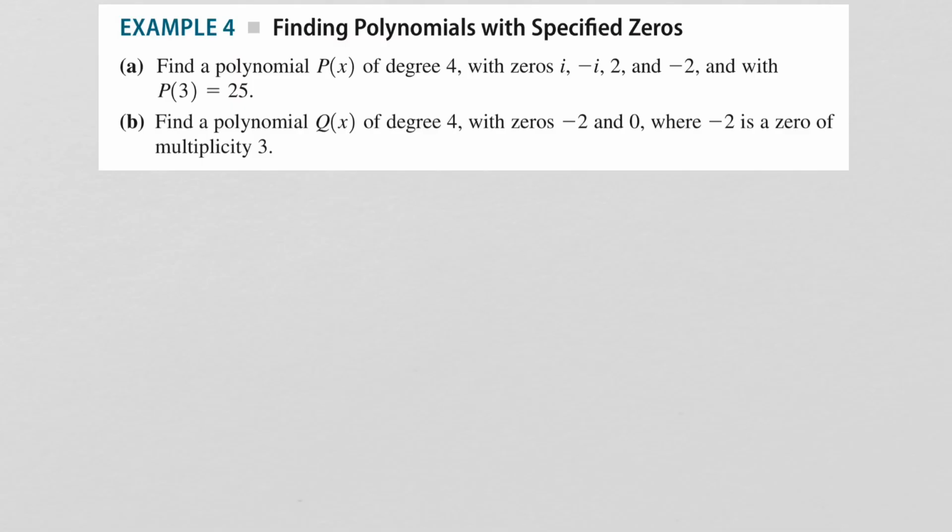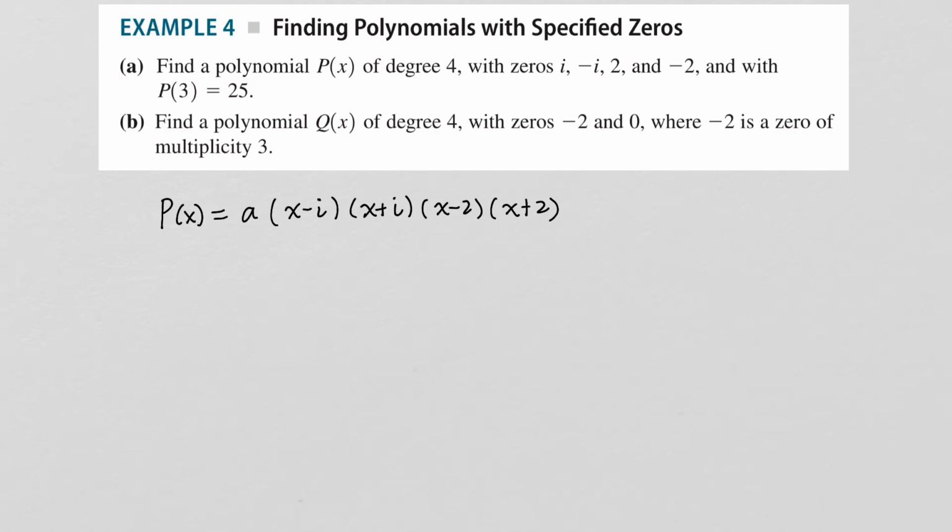In the next example, we're going to work backwards. Here we want to find the polynomial when given specific zeros. So in part A, find a polynomial p of x of degree 4 with zeros i, 2, and negative 2, and p of 3 must be 25. So we'll worry about this part last, but what we do know is that p of x must be equal to a times x minus i, x plus i, x minus 2, and x plus 2. And this is just based on the zeros.